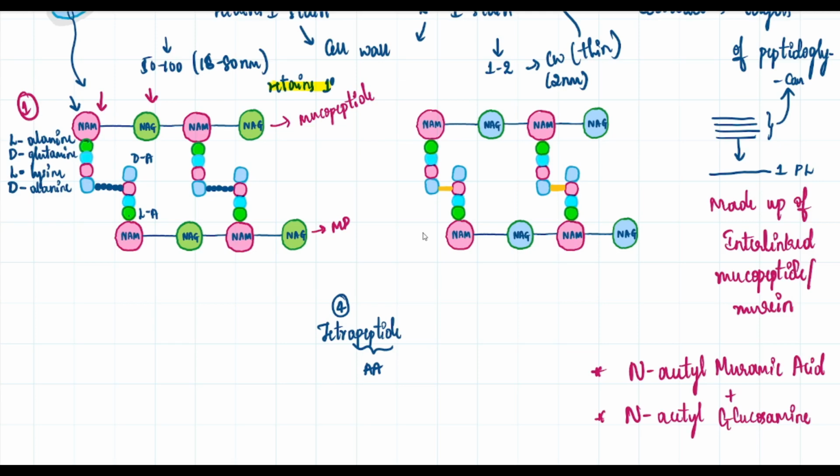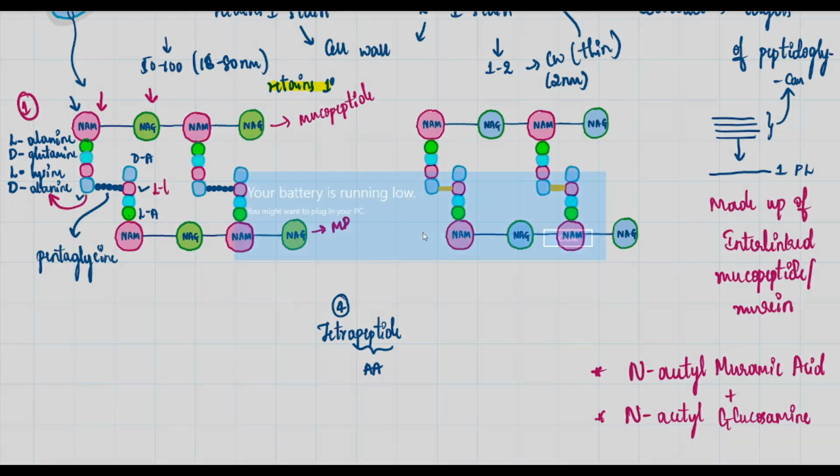Now, how are two mucopeptides interlinked? They are interlinked by a pentaglycine bridge. So this one is the bridge. Pentaglycine. Penta means 5, and glycine means glycine. That's it. 5 glycine molecules are arranged in a chain to form a bridge, which bridges between, you can see here carefully, this amino acid and this amino acid. This amino acid, the terminal amino acid, is D-alanine. This one is lysine, L-lysine.